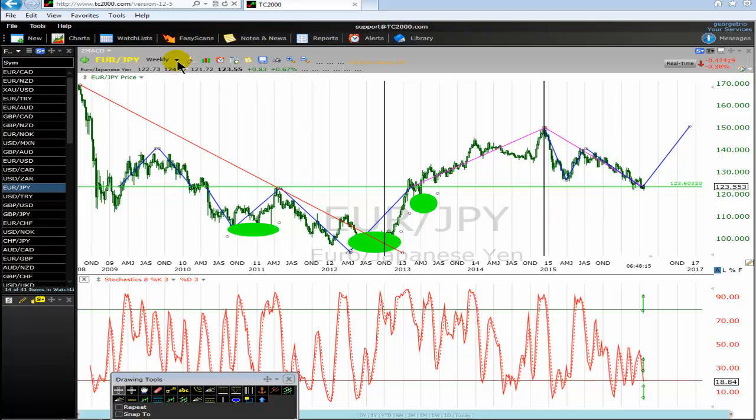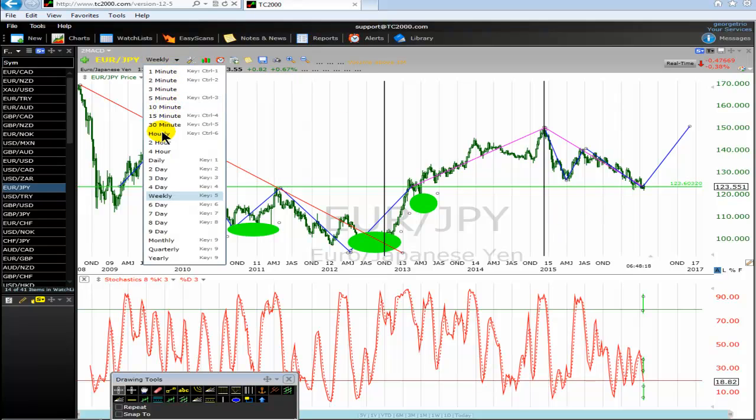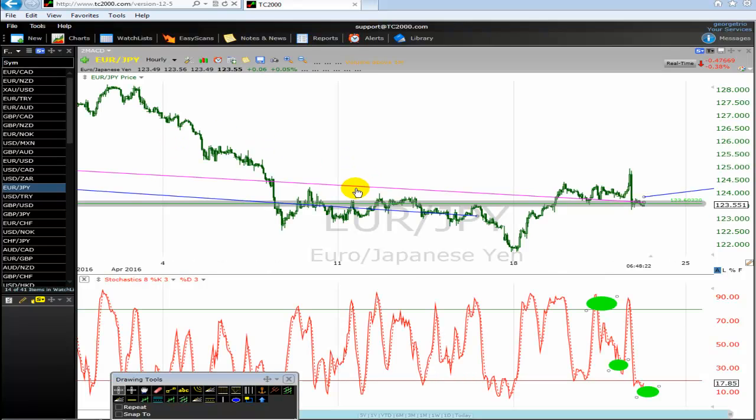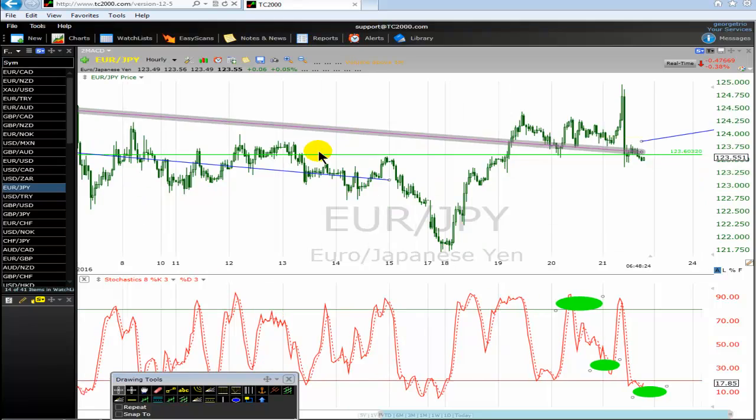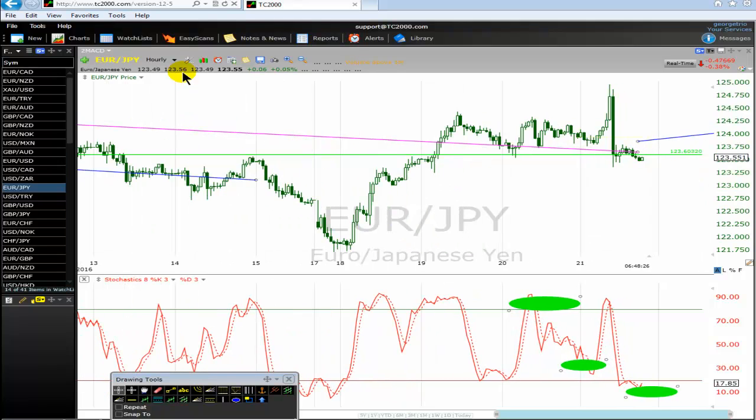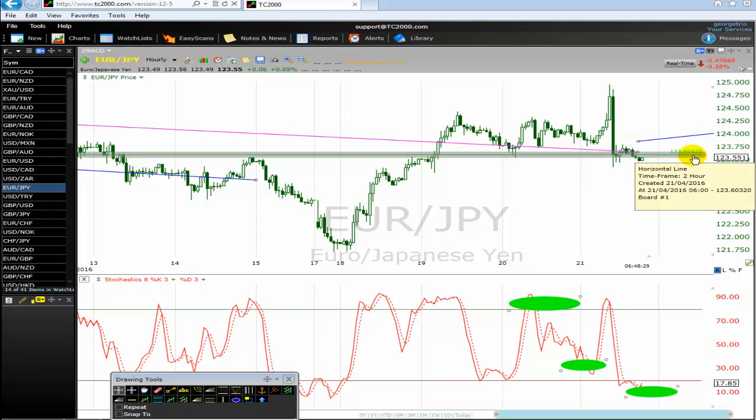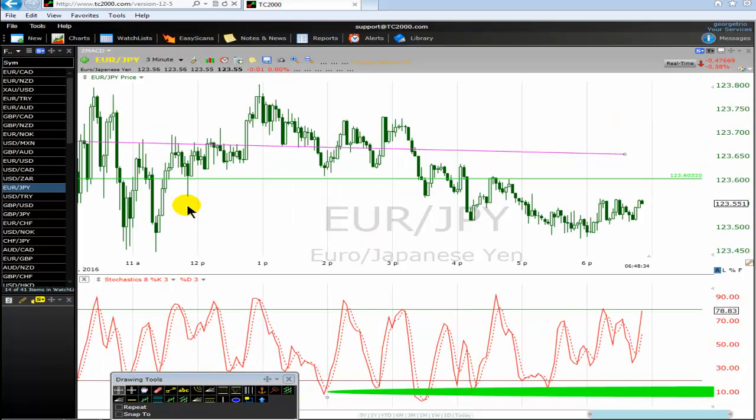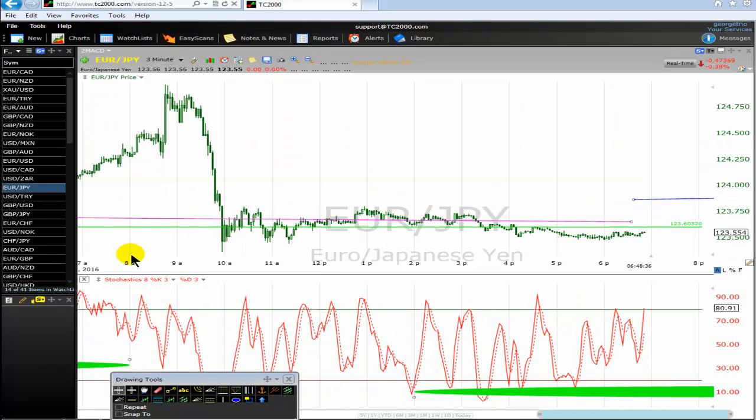Now, on the 2-hour time frame, we have seen a specific stochastic pattern. All right. Now, we set a limit order at 12360 to buy. All right. It makes sense.